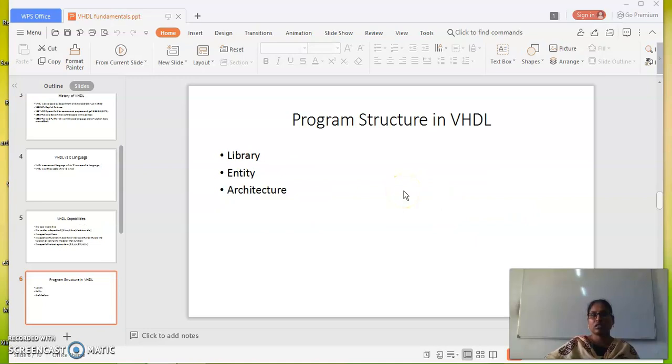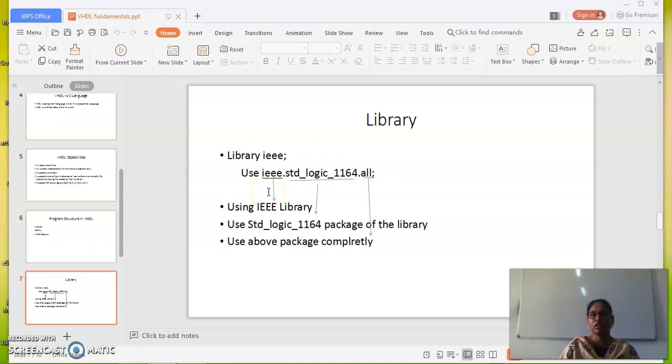And the programming structure of VHDL is mainly 3 sections. First one is library, second one is entity, third one is architecture. Library IEEE; use IEEE.std_logic_1164.all. These are the first 2 lines of the VHDL program. Here library IEEE means we are using the IEEE library files. And use std_logic_1164 means this package we are using in our program. .all represents the complete package, all functions we can use in our program.